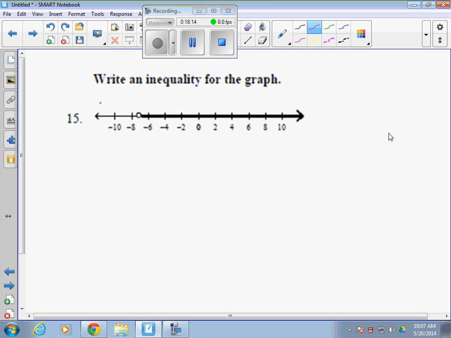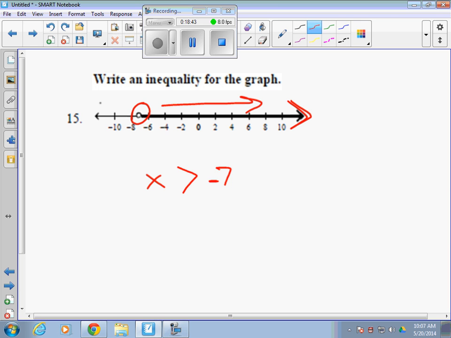15 says write an inequality for the graph where you have x, and you have to identify what this number is. It's between 8 and 6, so 7. We know it's talking about all the numbers this direction, so we're talking about the numbers that are bigger than that number. It's not 7, it's negative 7. Make sure you include that negative. All the numbers that are bigger than negative 7. That means it's greater than. Notice it's the same symbol as this one if you get stuck.